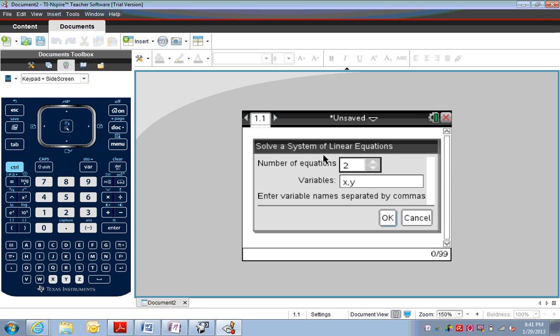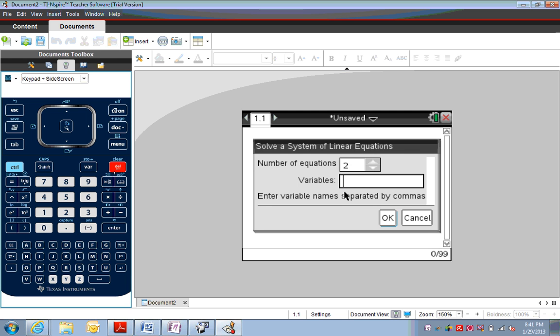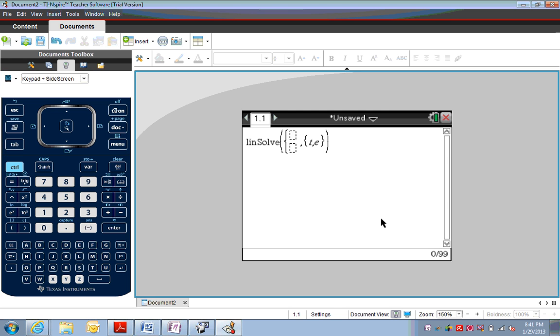Now you should get a box, and you have to kind of tell the calculator what it's doing. The number of equations we're dealing with is 2. We have one for the regular dinner and one for the special dinner. So we need to change our variables here, okay? We need to change them because we are using T for tacos, the price of the tacos, and then E for the enchiladas. So you have to type those in and separate them by a comma. I wrote T, comma, E. Hit OK. And this box should come up now.